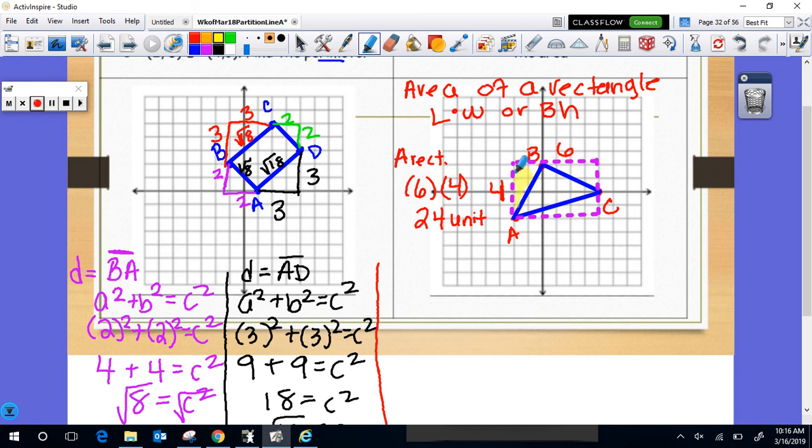So I'm going to find the area of the yellow one, and I'm going to call that triangle 1. I'm going to find the area of this one, triangle 2. I'm going to find the area of this one, triangle 3. Alright, so the area of triangle 1 would be 1/2 base times height. So what I'm going to do is do 1/2 the base times the height for that one.